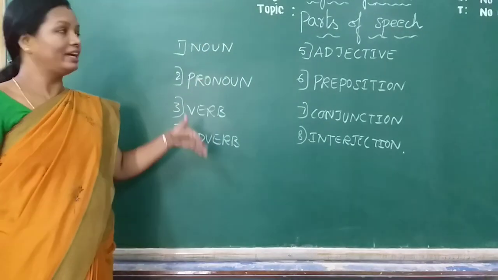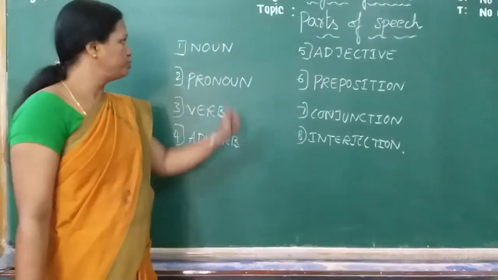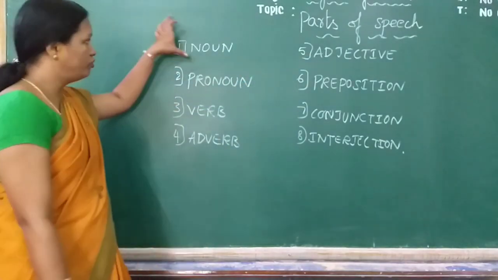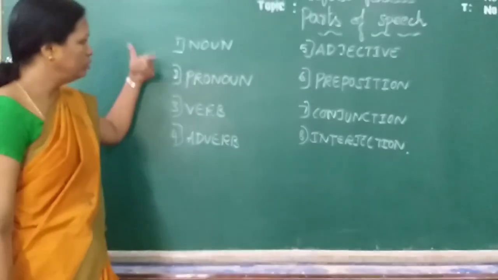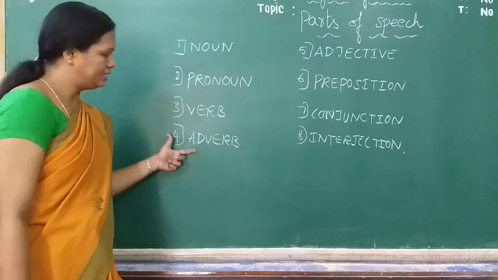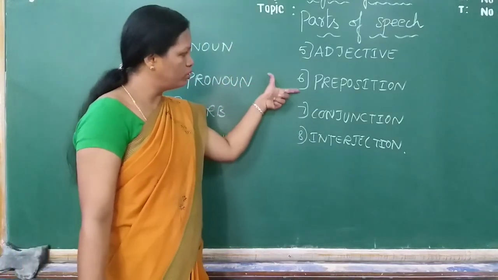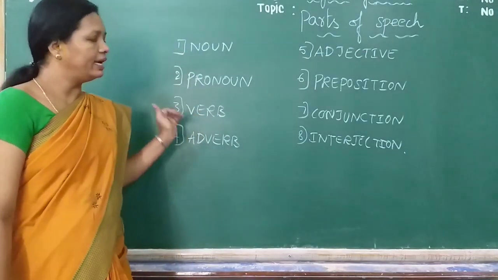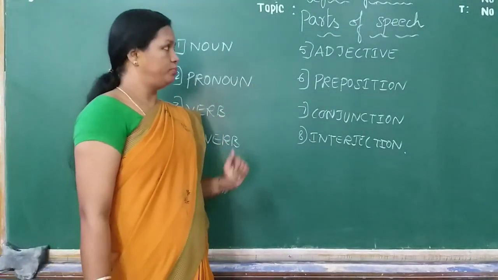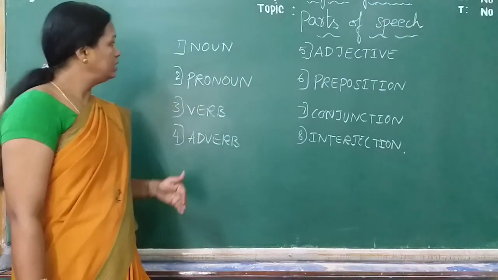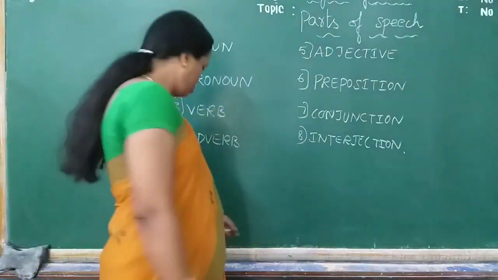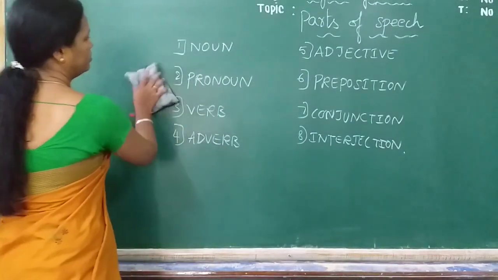Okay, I'll repeat the types of parts of speech. There are 8 parts of speech in English. That is, first one is noun, pronoun, verb, adverb, adjective, preposition, conjunction, interjection. So these are the 8 types of parts of speech. So today let us learn the parts of speech one after the other. First we shall go to noun.